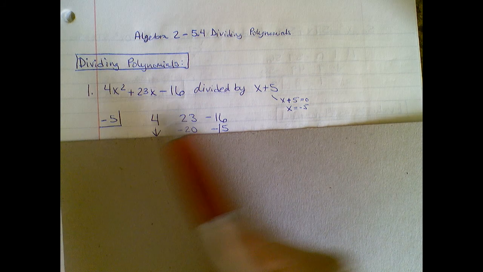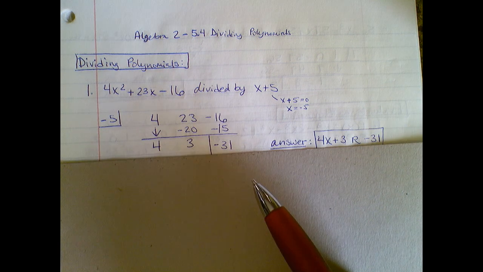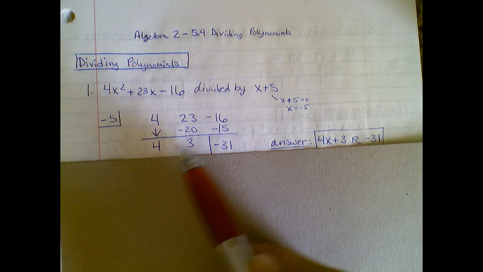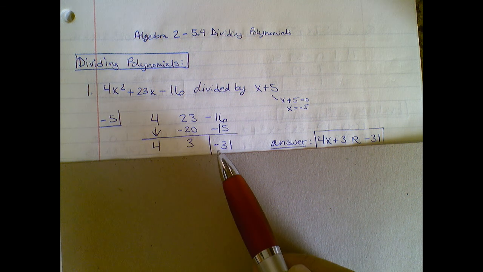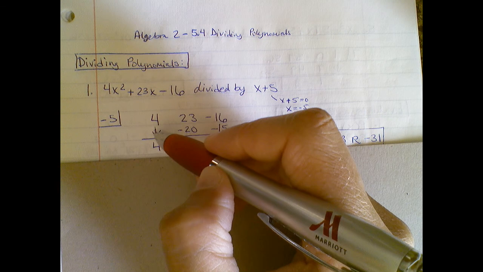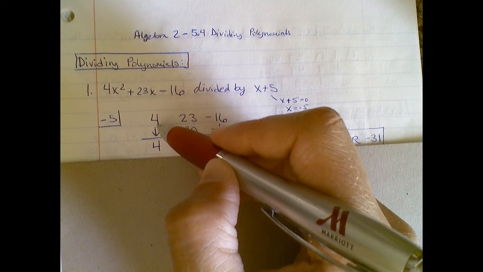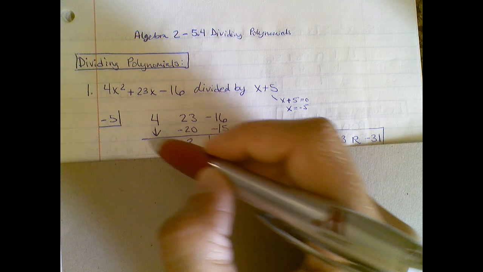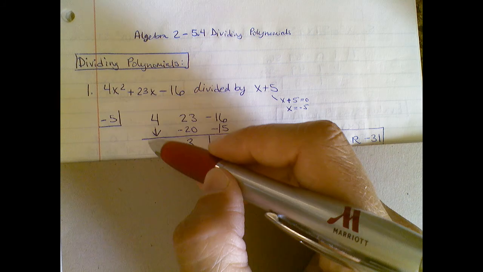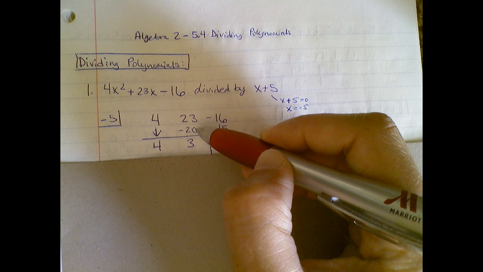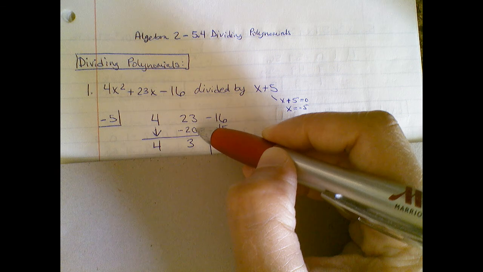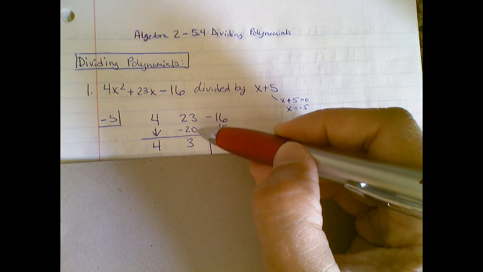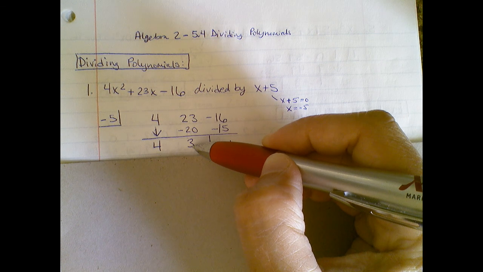Okay, and now how it works, we have our setup. We're going to make this line right here, skip a space in between, make a line, and then have room below it. We're going to drop this first number, so whatever that first number is, just bring it below the line, and then the diagonals, you're going to multiply them. So negative 5 times 4, we get negative 20. Put it in our next column. And then our columns, we're going to add them. So 23 minus 20, we get 3.